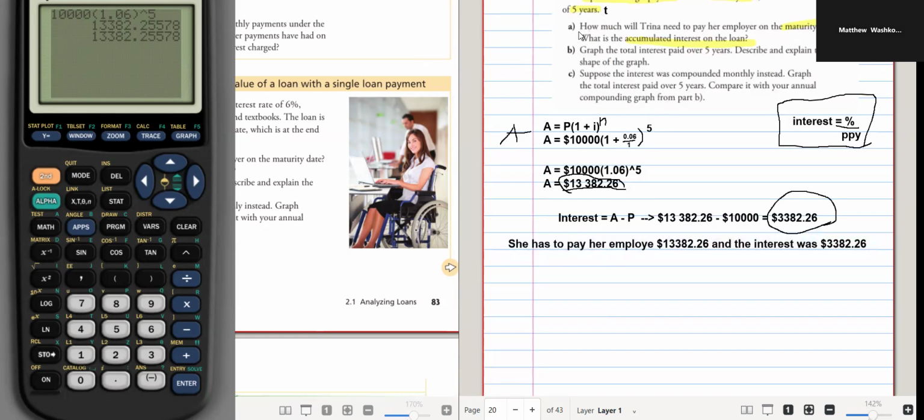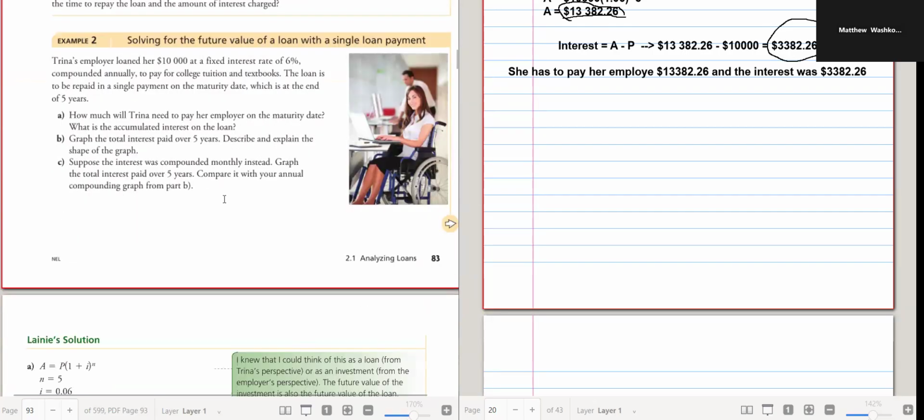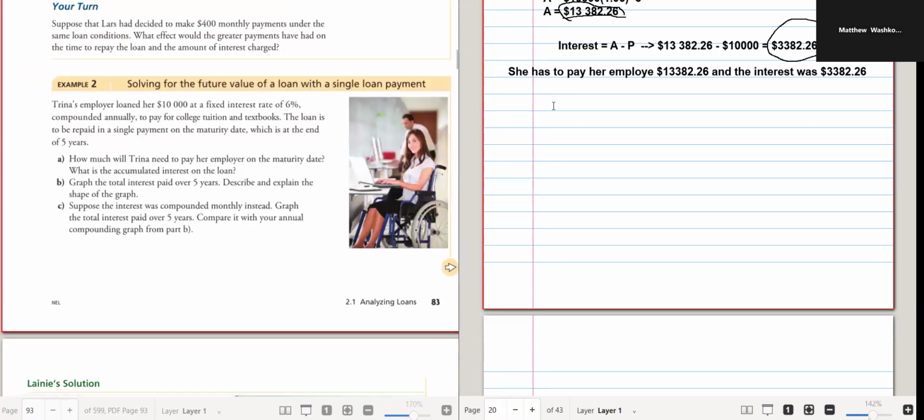All right. So let's do question B now. Question B is graph the total interest paid over the 5 years. Describe and explain the shape of the graph. So first thing we want to do is, well, if I need a graph, I need to do points, right? So first I need to generate points.